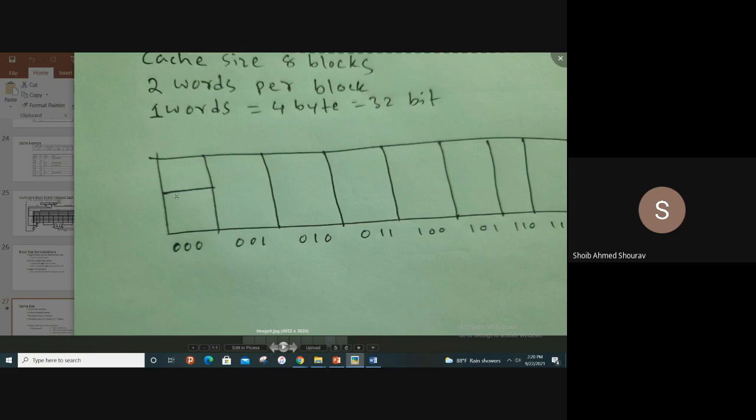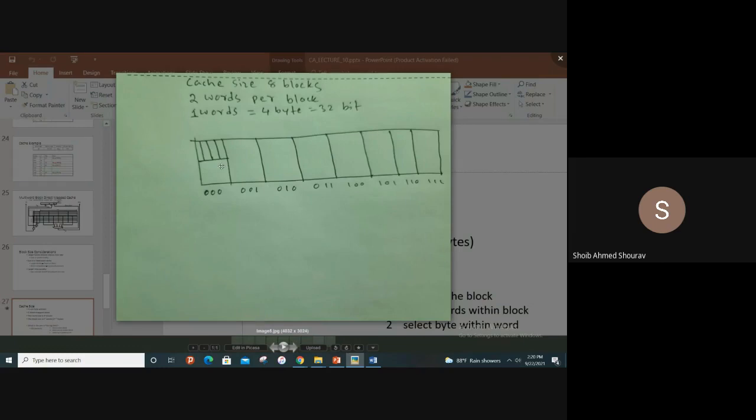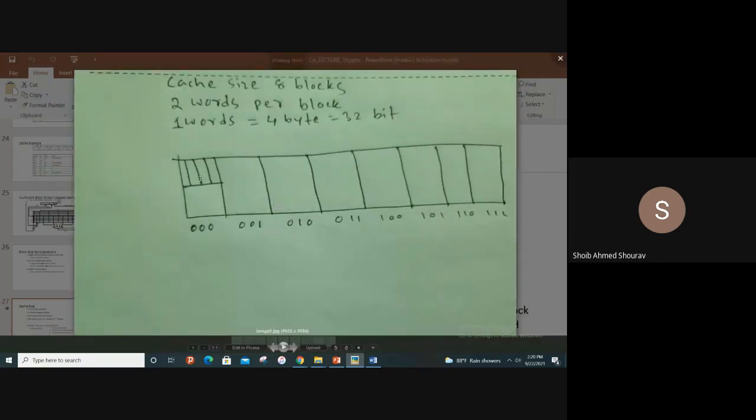So 2 words per block means we need only 1 bit. 2 to the power 1 is 2, so we need only 1 bit. As 2 to the power 3 is 8, for 8 blocks we needed 3 bits. So we need only 1 bit to represent each word. And in each word we have 4 bytes. Now the memory is byte addressable. One word is equal to 4 bytes. So each word has these 4 bytes.